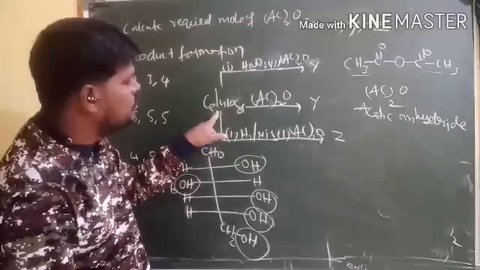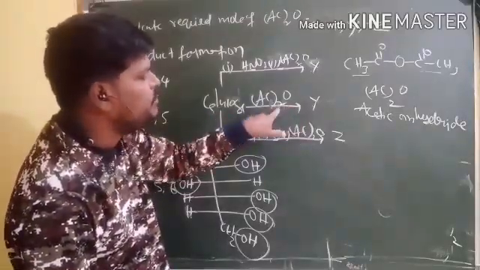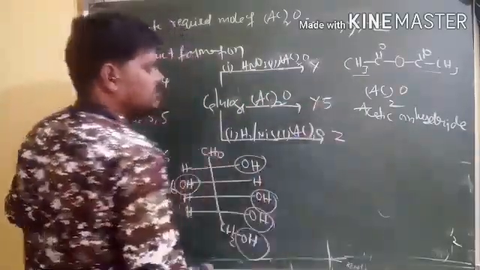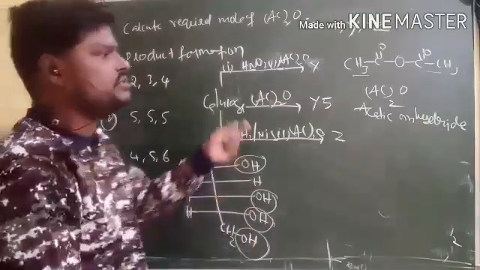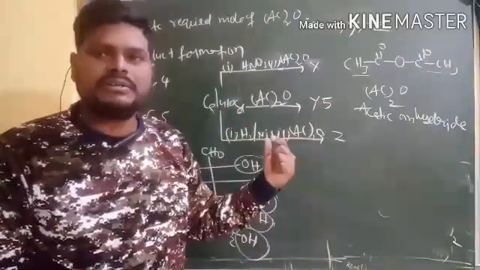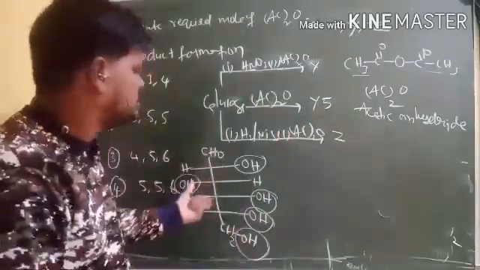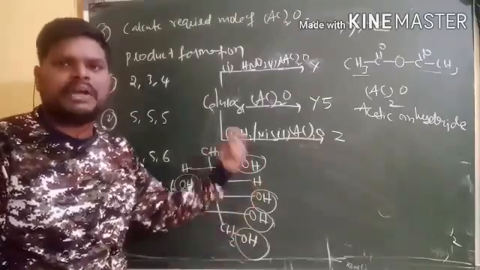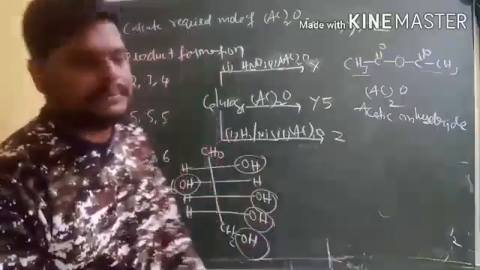That means glucose reacts with Ac2O, how many moles of Ac2O are required for the formation of the product here? 5 moles required. Why? Because we have 5 OH groups. I told you already Ac2O is used to measure the number of OH groups present in a particular compound. Here glucose is our compound, having 5 OH groups. That's why 5 moles of Ac2O are required.